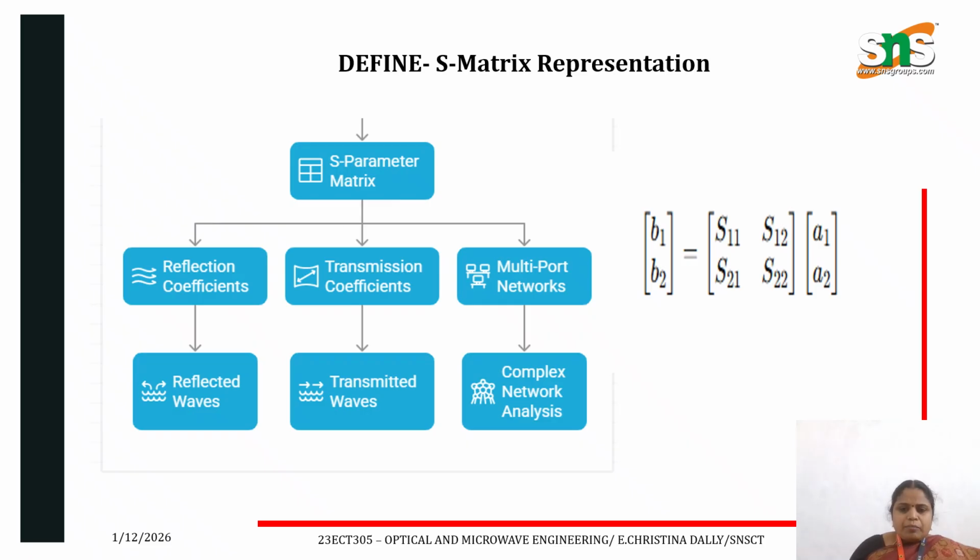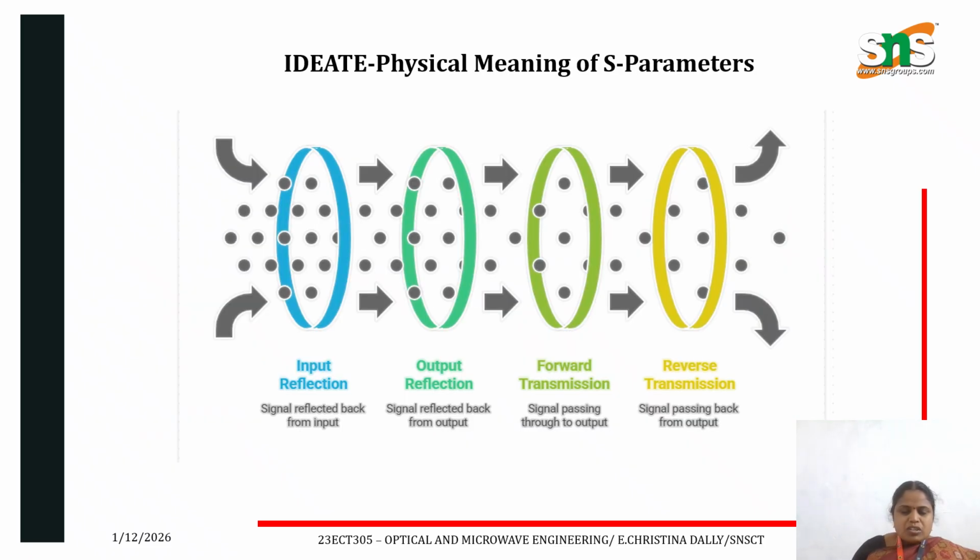For the matrix representation, we take the outputs in the form of B1, B2. We already know the S matrix representation: S11, S12, S21 and S22. Here the matrix is divided into reflection coefficient, transmission coefficient and multiport network. The reflection coefficient is nothing but the reflected waves. The transmission coefficient is nothing but the transmitted waves. The multiport network is nothing but complex network analysis. This is how we describe the S parameters.